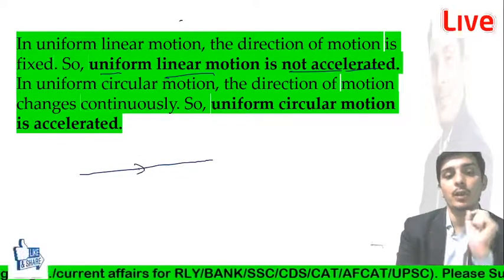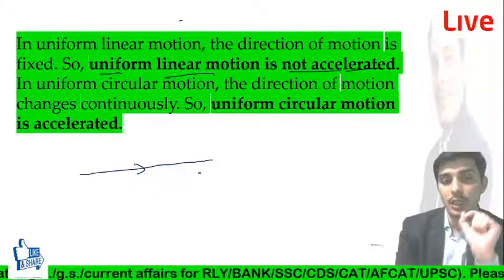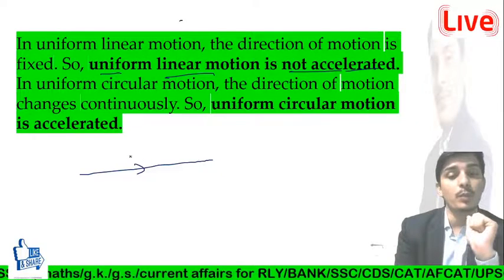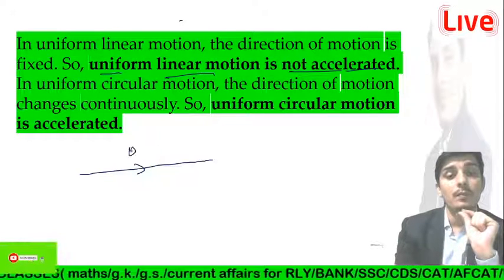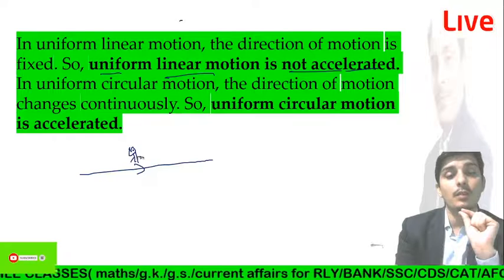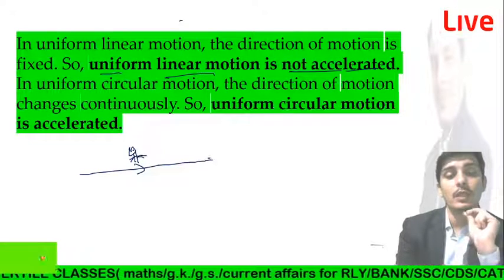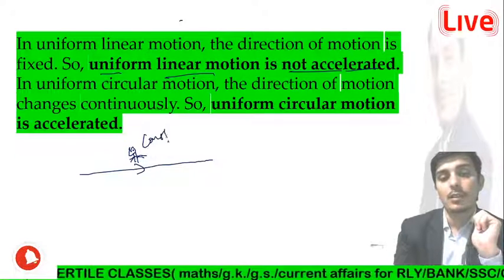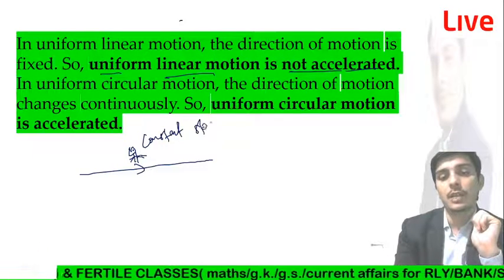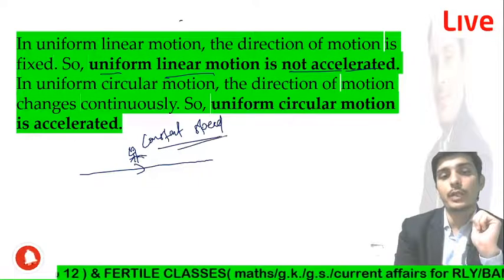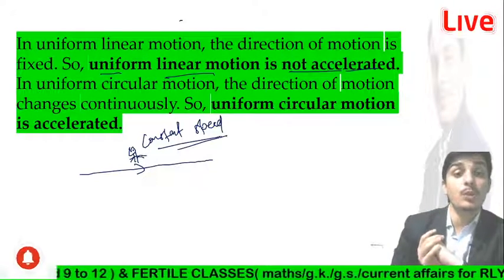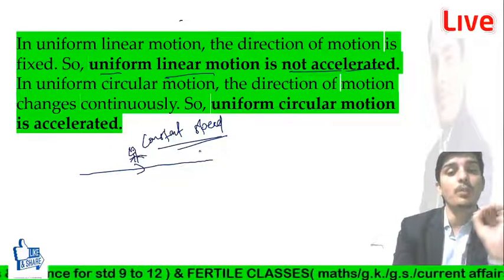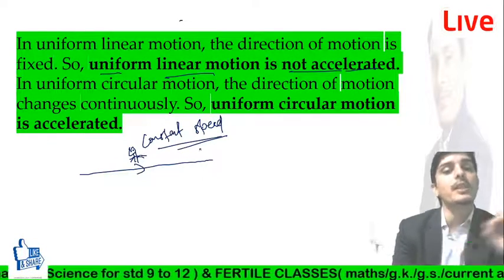In uniform linear motion, you can draw this figure, right? Any person is moving on this path, so you can say that it is uniform linear motion, because this person is running on this path with a constant speed, right? Okay guys, are you getting my points? With a constant speed, the direction of the motion is fixed, so uniform linear motion is not accelerated.